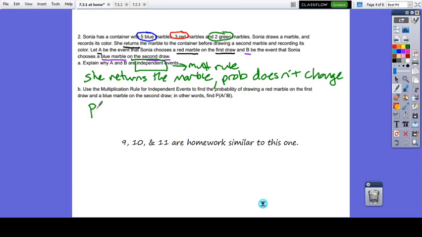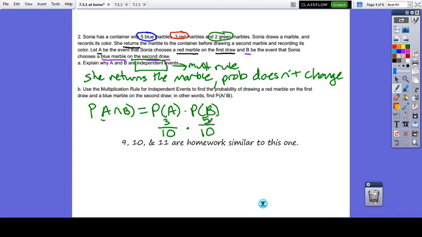So we know that the probability of A intersect B is equal to the probability of A times the probability of B. What I need to do right now is find the probability of A. Remember, A is the event that she chooses a red marble. There were 3 red marbles on the first draw, so 3 out of a container of 10, times the probability of B. B is the event that she chooses a blue marble, so there are 5 blue marbles out of a possible 10. Now remember, that number would have changed to 9 if we didn't return them. So that's why this is independent here.